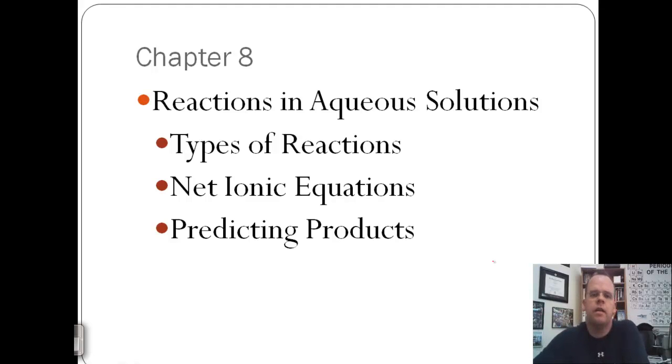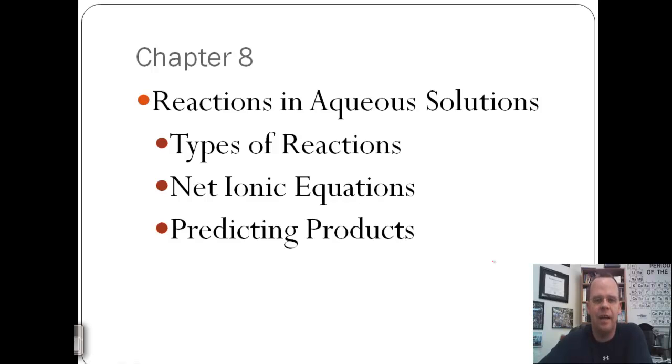Balancing equations was the main concept of Chapter 7. Now we're going to start to move into the material of Chapter 8, where we're going to look at the types of reactions that can occur, the types of balanced equations basically that we can end up with. Our goal here is to look at the major types of reactions so that we can identify the type of reaction anytime we see a reaction listed.